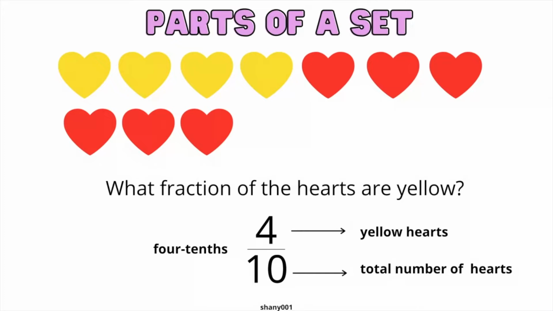Let's try another example. What fraction of the hearts are yellow? The answer is 4/10. There are 4 yellow hearts. 1, 2, 3, 4. And there's a total of 10 hearts. 1, 2, 3, 4, 5, 6, 7, 8, 9, 10.